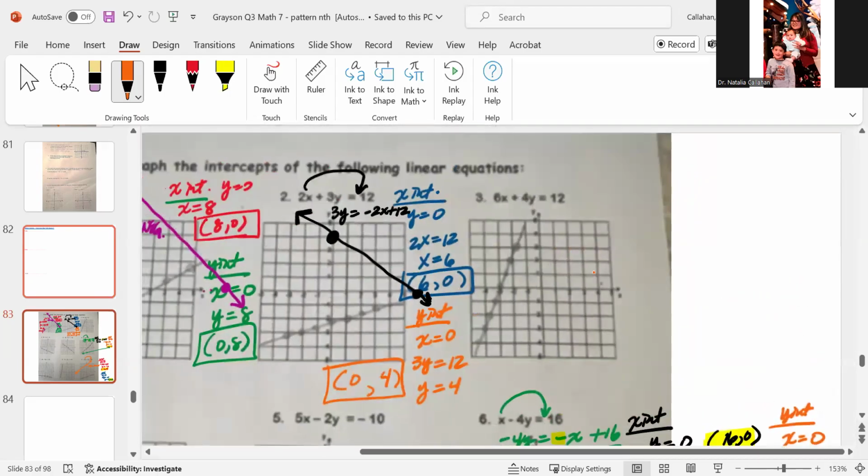For number 3, we're going to find the x-intercept. So y equals 0. 6x equals 12. X equals 2. So your first one is 2, 0.